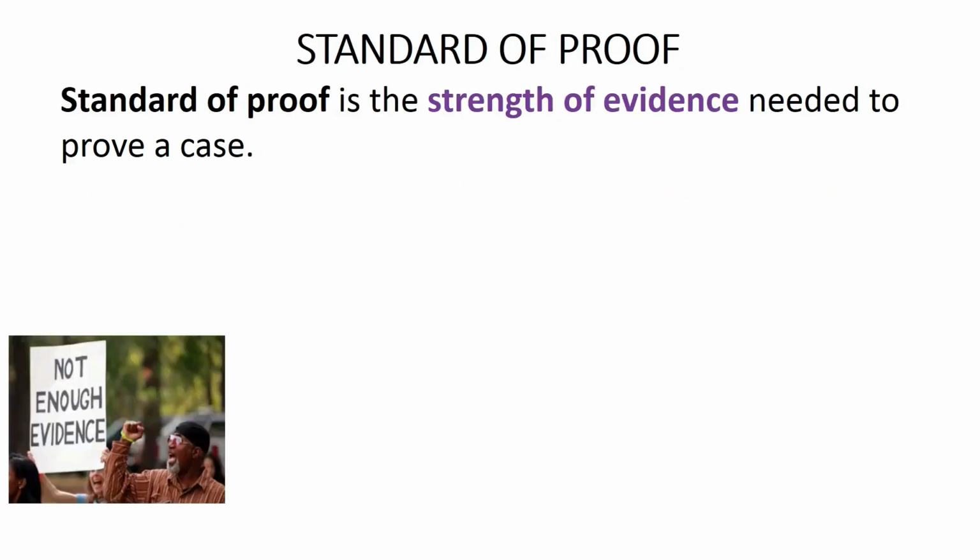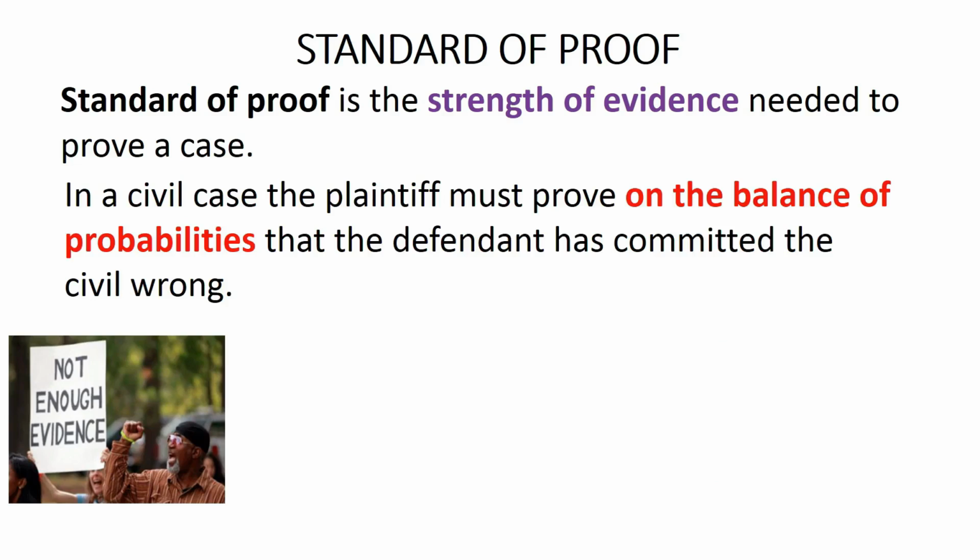The fourth key concept that you need to understand is the standard of proof. The standard of proof is the strength of evidence needed to prove a case. Look down the left-hand side of your vocabulary sheets, find the term standard of proof, and write this definition in there. In a civil case, the plaintiff must prove on the balance of probabilities that the defendant has committed the civil wrong. That is, the standard of proof in a civil case is on the balance of probabilities.